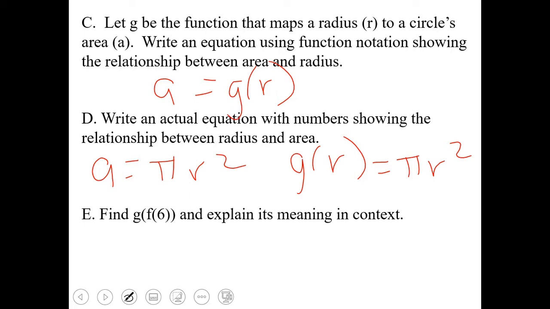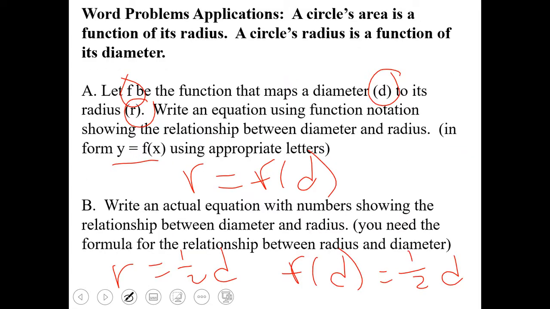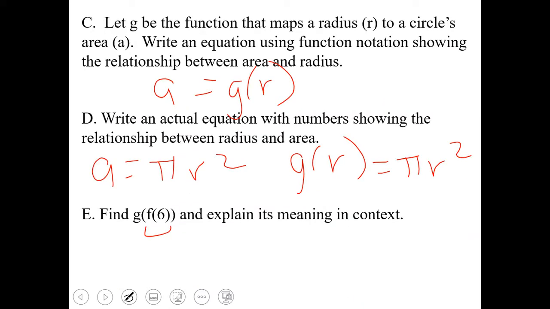Finally, we're going to put those two things together. You're now going to find g of f of 6. So this is composition. You're going to work from the inside out. So f of 6 means we need to go back to our previous slide, and you need to plug the 6 into the f function. So going back here, I'm going to plug a 6 in for the diameter of the f function. So half of 6 is, of course, 3. I'm going to replace that f of 6 with 3, and this becomes g of 3.